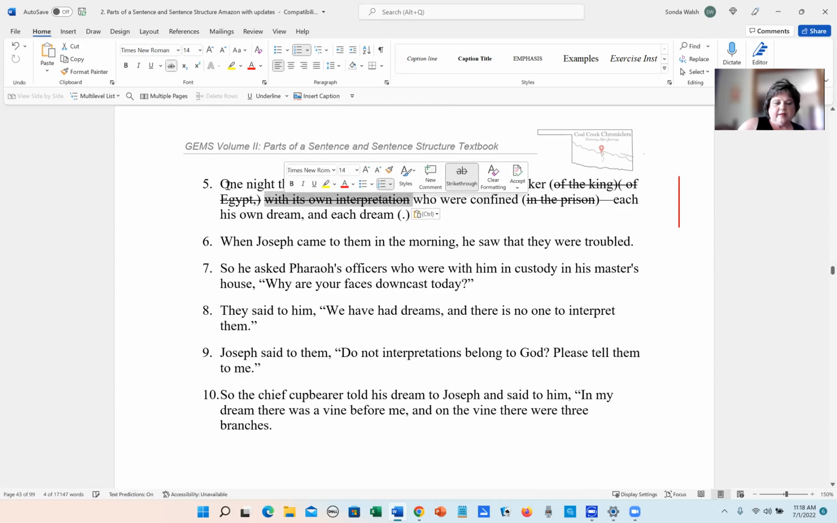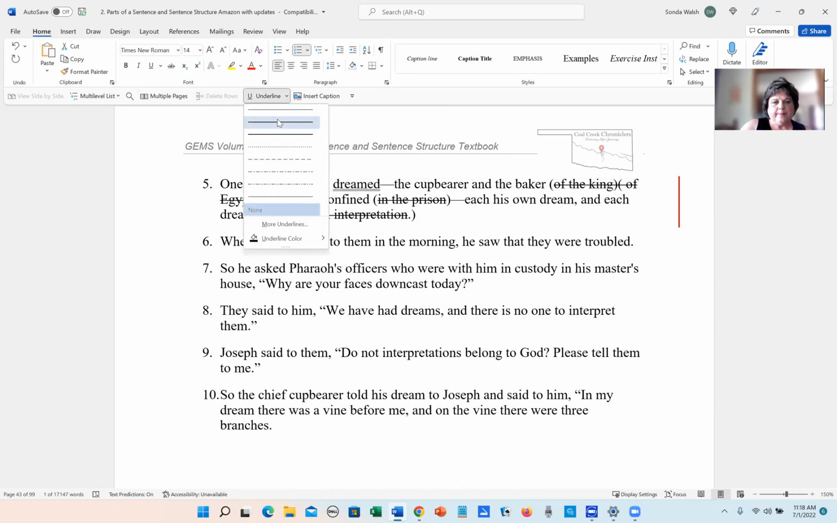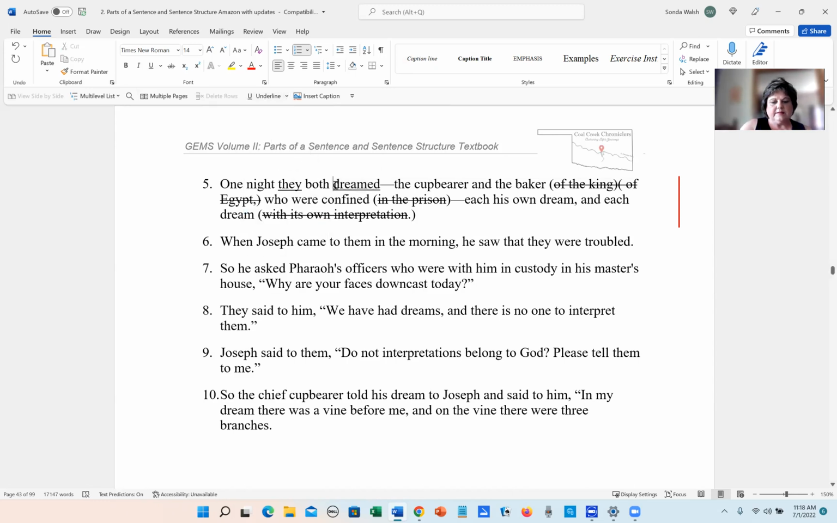Okay, so we come to the beginning of the sentence. One night tells when, that is an adverb. So they is our subject. Underline that with one line. Dreamed is our verb, and that is an action verb, so we're going to identify that as an action verb.